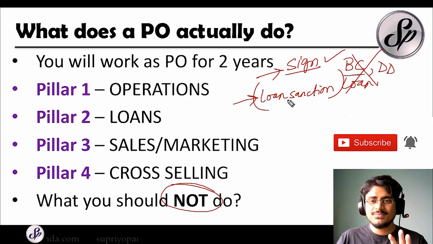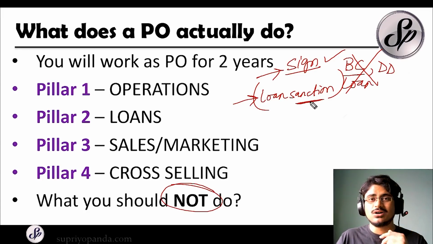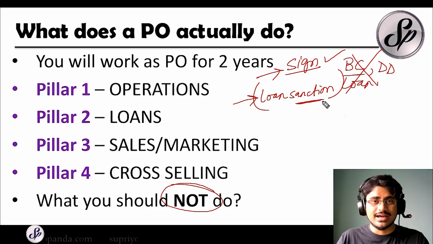Processing is not a problem. You can also do the disbursal. So disbursal is also not a problem. But loan sanction. Sanction means that you are granting that loan. It is under your authority that the loan is being given. So sanction work, do not do that, because that is also something that a PO should not be doing.